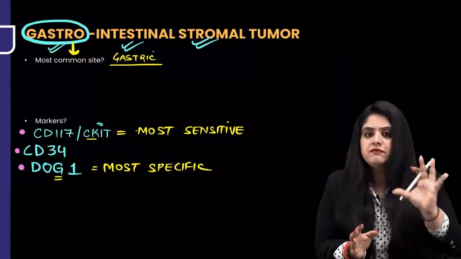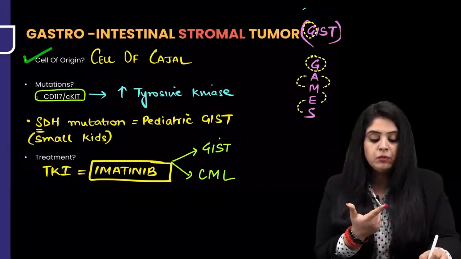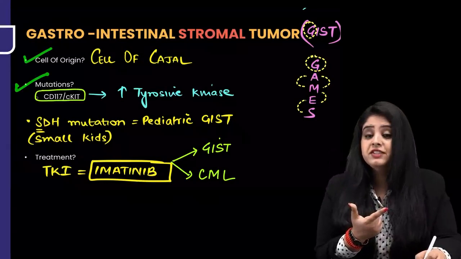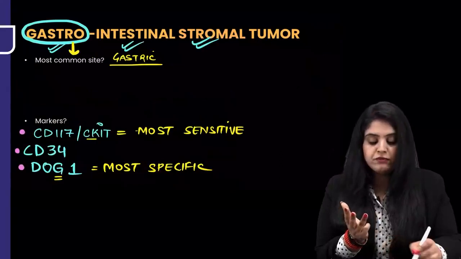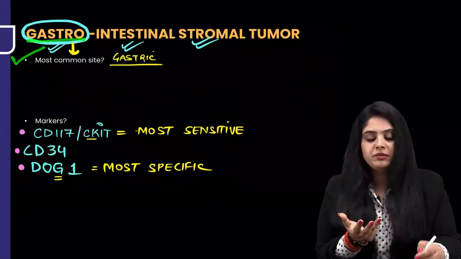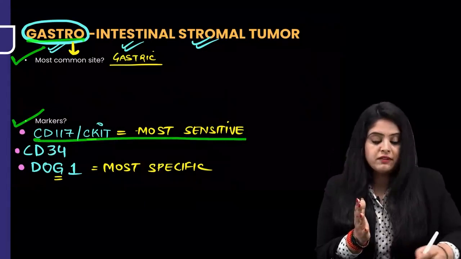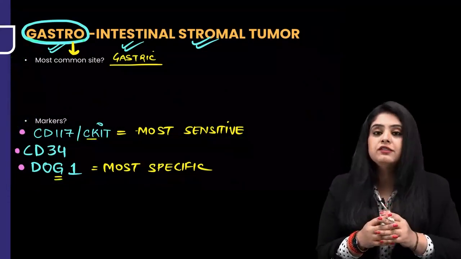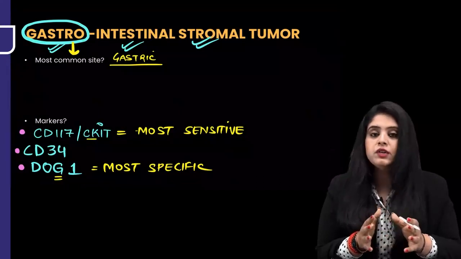If I have to wrap up GIST in 5 bullet points. Cell of origin, cells of Cajal. The most common mutation, CD117, that increases tyrosine kinase activity. So the treatment is what? Tyrosine kinase inhibitor, that is imatinib. Question 4, what is the most common site? Gastro word comes first, so gastro is the more common site. Then comes the markers. What is the most sensitive? c-KIT or CD117. What is the most specific? That is DOG1. With that, we wrap up our entire discussion of the stomach, sorted, and we move on to the next part.